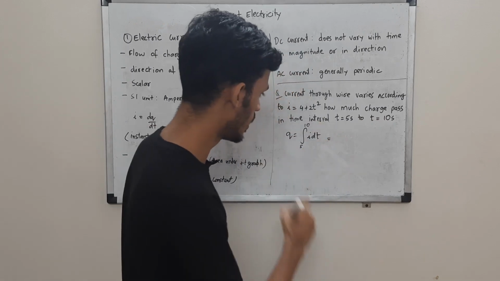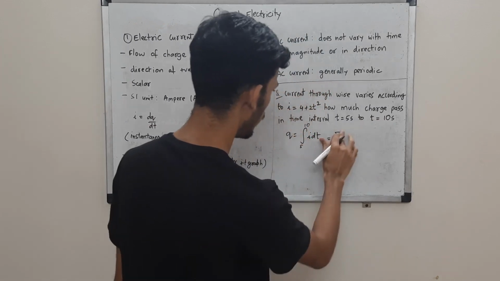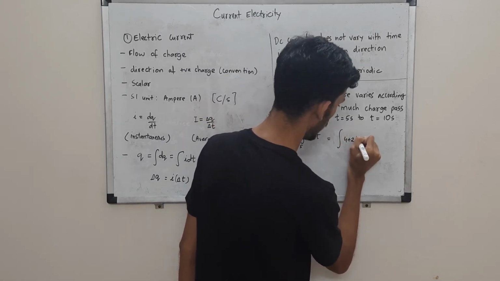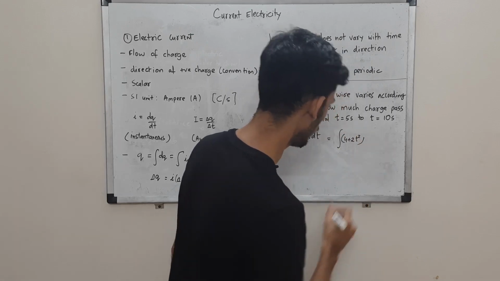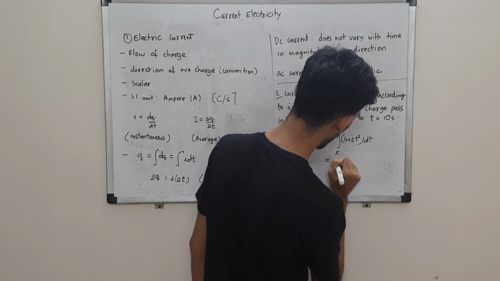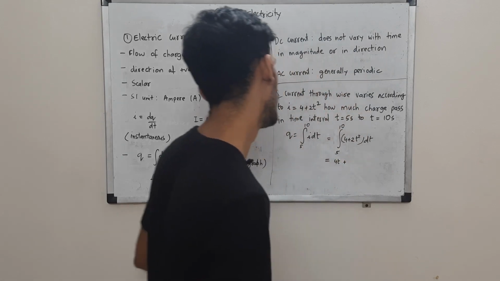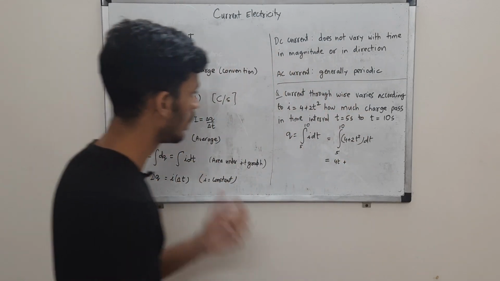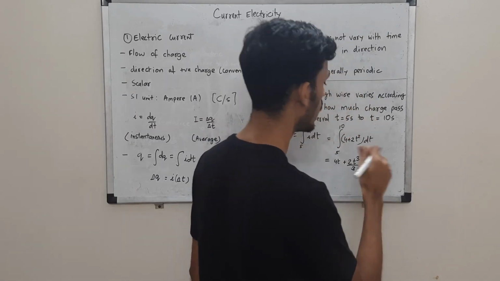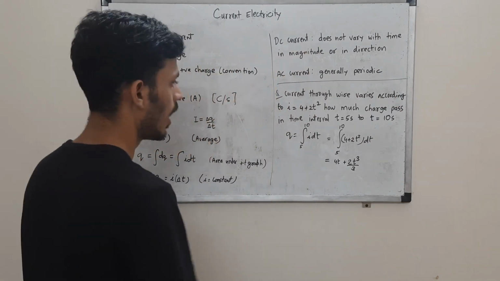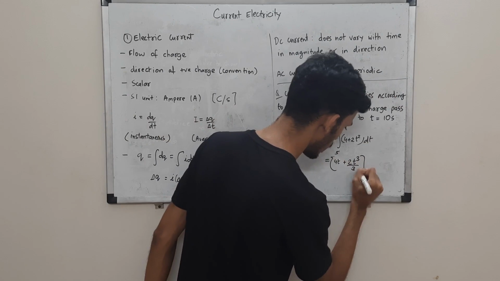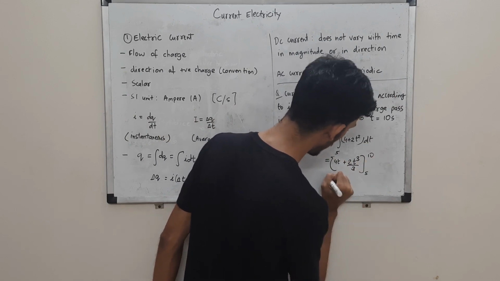So let's integrate this. We have the integration of 4 plus 2t square dt from 5 to 10. So we get 4t plus 2t cube by 3, since the integral of t square is t cube by 3. And this is simply 4, so the integral of 4 dt is 4t. From 5 to 10, don't forget about the limits.